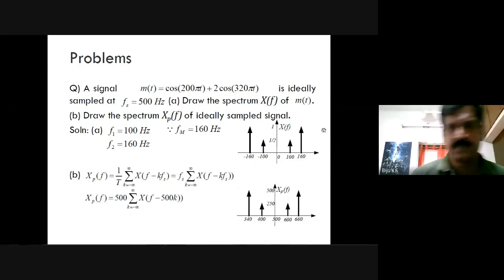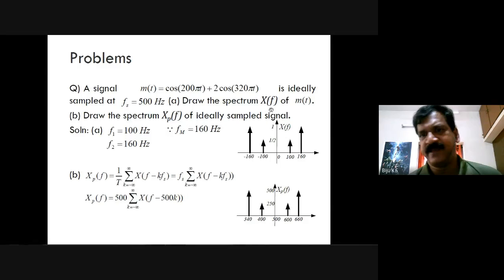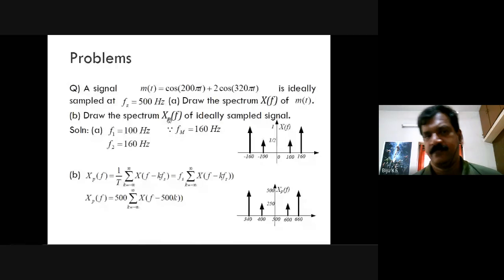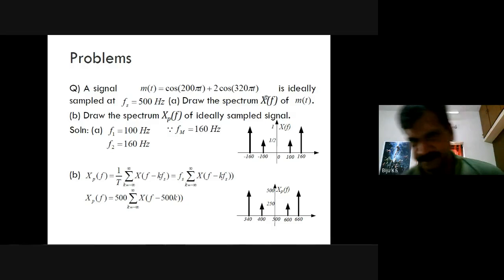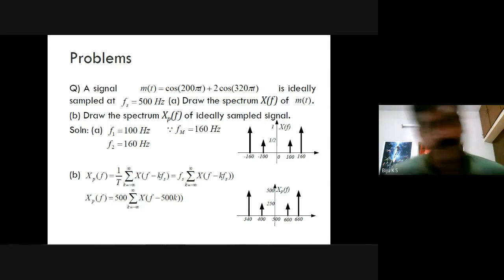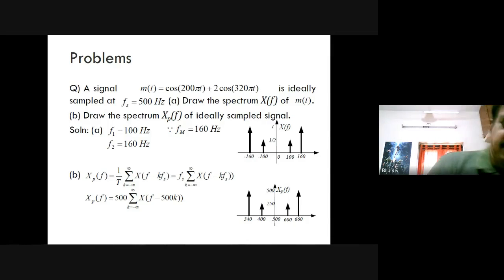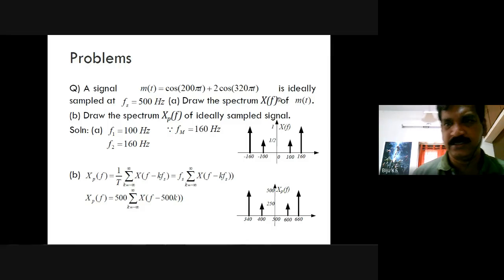X(f) actually means it's in the frequency domain. So conveniently you can write it as capital X(j omega), and here also capital Xp(j omega). So what may be the frequency spectrum of this signal Xp? Actually, this notation is never used in any textbook. You can use either X(j omega).